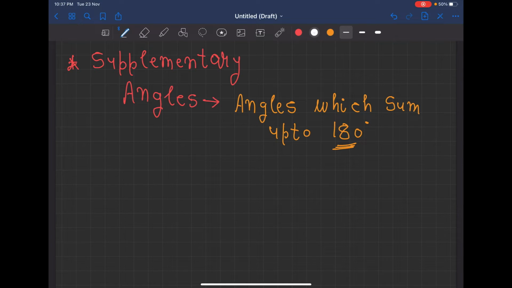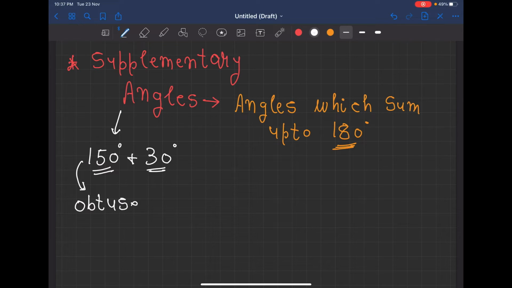For example, if we have supplementary angles, let's say 150 degrees plus 30 degrees, the sum of these two angles is 180 degrees. So they are supplementary angles to each other. Can you tell me what type of angle 150 degrees is? Of course, greater than 90 but less than 180, so it's an obtuse angle. And 30 degrees is less than 90 degrees, so it's of course an acute angle.